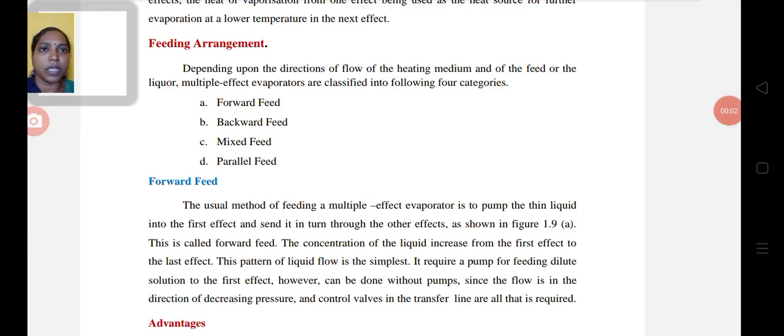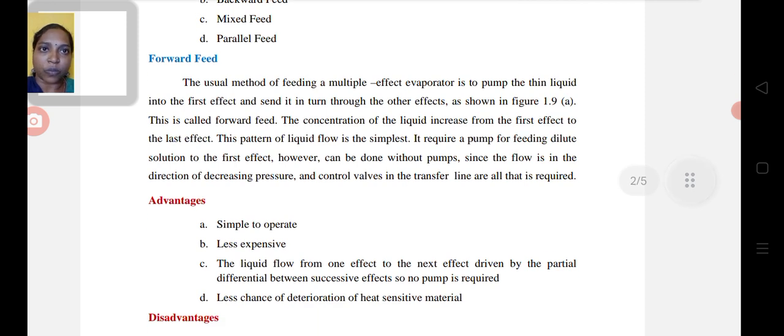Hello students, in today's class we are going to see about the classification of the multiple effect evaporator. The multiple effect evaporator can be classified based on the direction of the flow of the heating medium and also the direction of the flow of the feed. Based upon this, it can be classified into forward feed, backward feed, mixed feed and also the parallel feed.